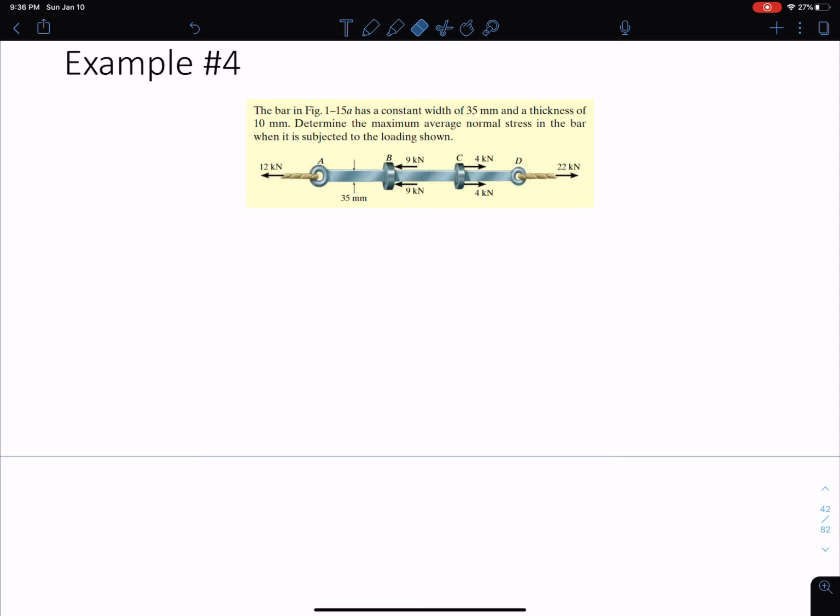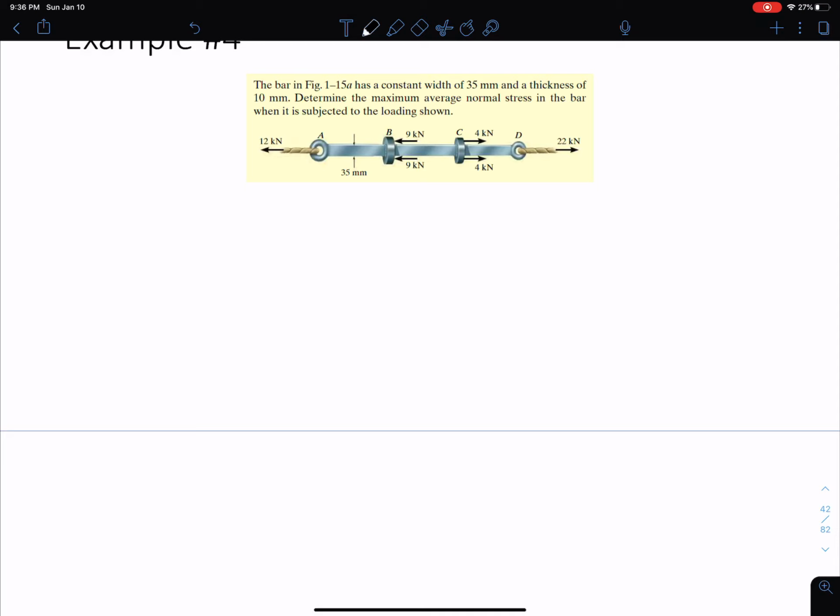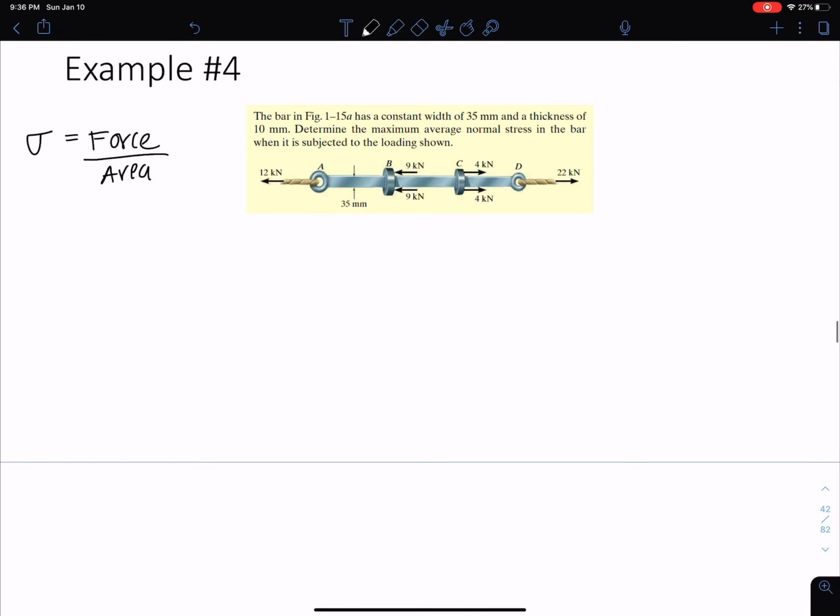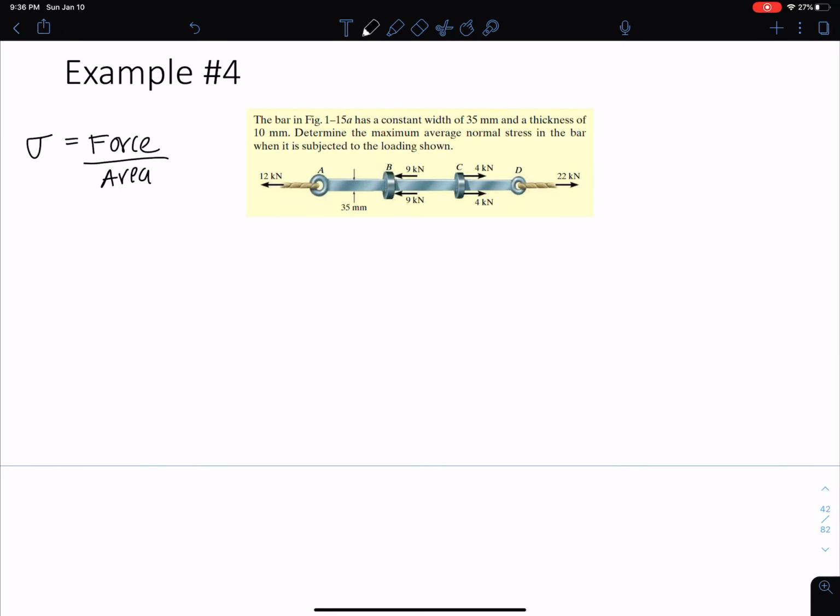So remember, I'm going to write down my formula here. Sigma is equal to force divided by area. You may be tempted to look at this problem and say, okay, well, I want maximum average normal stress. That's the formula for average normal stress. So I'm going to pick the max load on here, which is 22, and it's just going to be 22 divided by the area. I want you to either pause this video or take a second to ask yourself why that is wrong.